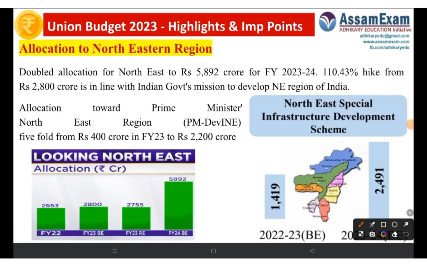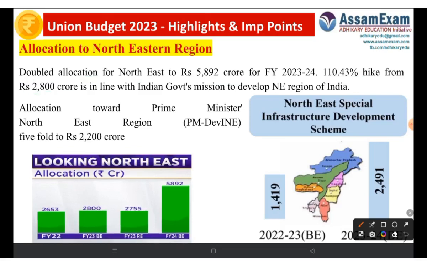If we see in the union budget 2023, the government of India has doubled the allocation for the northeast to 5,892 crores, which is almost a 110% hike from the previous year's 2,800 crore. So it shows the government has the intent and is dedicating funds for the development of the region.